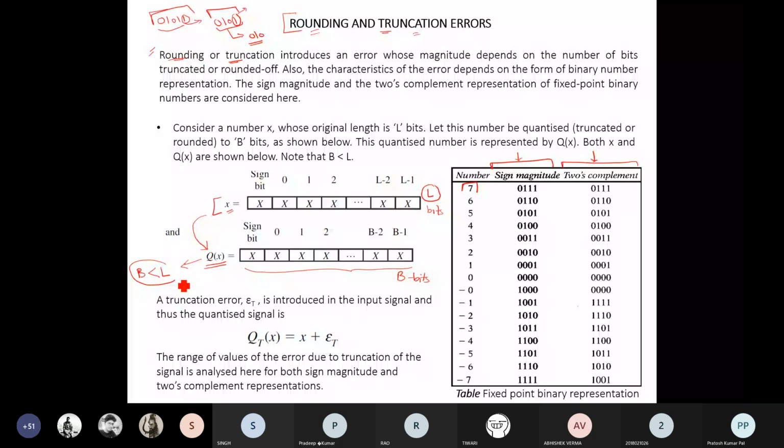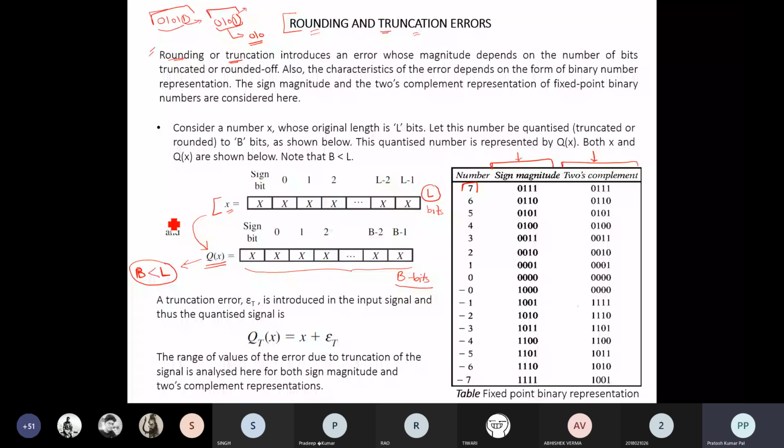So we have taken one number x that has a length l. Now we apply either rounding or truncation, and we reduce the number of bits available in this x representation. If x is the representation with l bits, after quantization we have another representation, Q of x, with b bits, and this b is always less than l. Q of x is represented in terms of truncation or different errors that can arise because of the finite word length.